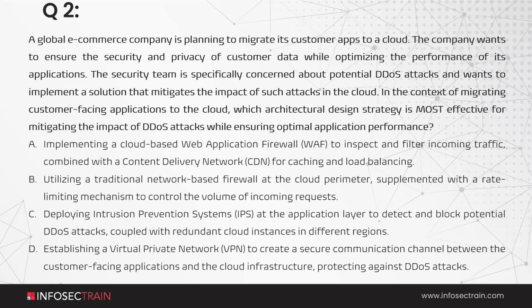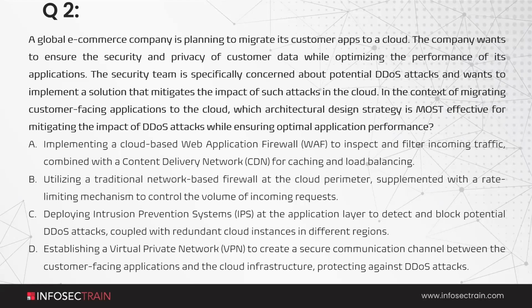In the context of migrating customer-facing applications to the cloud, which architecture design strategy is most efficient for mitigating the impact of those attacks, not mitigating the attacks themselves, but mitigating the impact of those attacks and ensuring the application performance? So team, if I go for D or C or B, that's not for the same thing. But if I go for A, what happens, team?